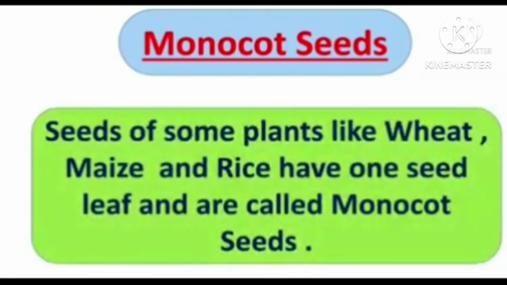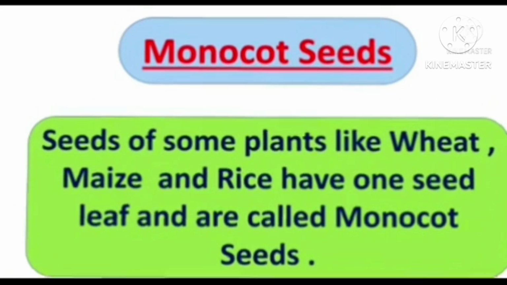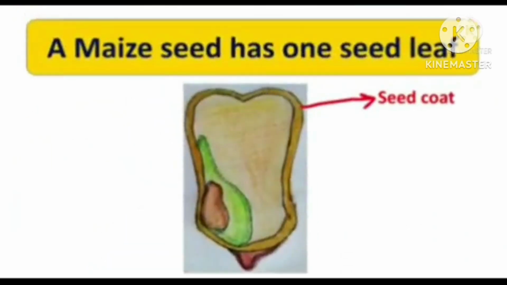So what are monocot seeds now? Monocot seeds means seeds of some plants like wheat, maize and rice have one seed leaf and are called monocot seeds. These you cannot split into two. It will be one, so that's why it is called monocot.